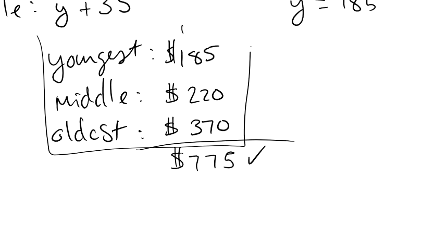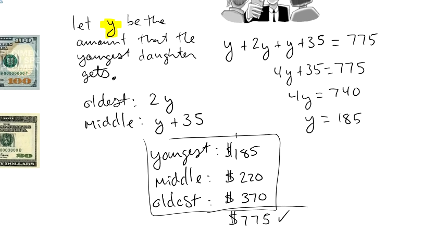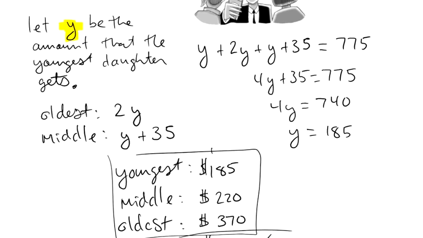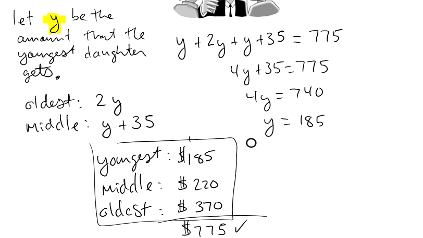So here's my solution, and I think you can see this let statement, being really clear about why, made it pretty easy, straightforward to set up and solve for y and then the oldest, youngest, and middle child.